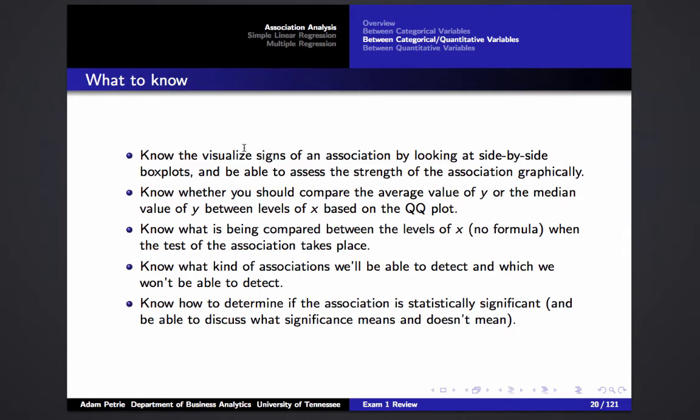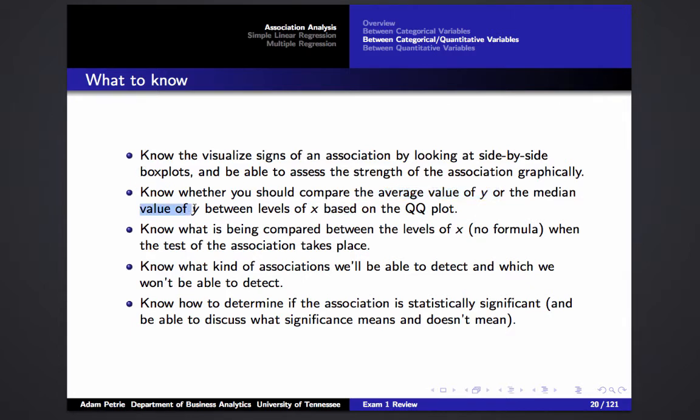So what you need to know is to be able to look at the visualization of that association, basically look at the set of side-by-side box plots, and to be able to anticipate whether or not there is an association, and then also gauge approximately how strong or how interesting that association is based on the differences you're seeing. And then based on those side-by-side box plots, and more specifically based on the QQ plot, know what you should be comparing between each level of x. Should you be comparing the average value of y or the median value of y between each level of x?